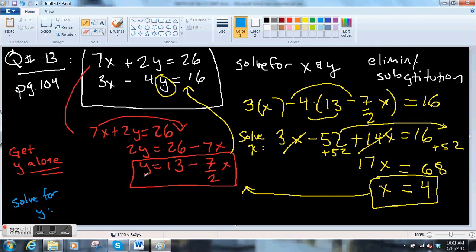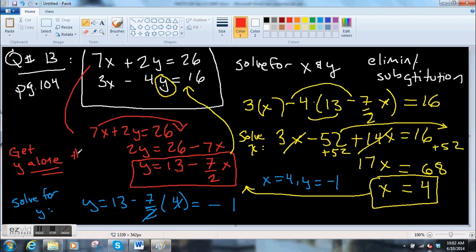Solve for y. I guess this is a three-step problem, the way I've set it up here. So we have y is equal to 13 minus 7 halves times 4. So that's 13 minus 7 times 2. So the whole thing is negative 1. So your answer is x equals 4 and y equals negative 1.